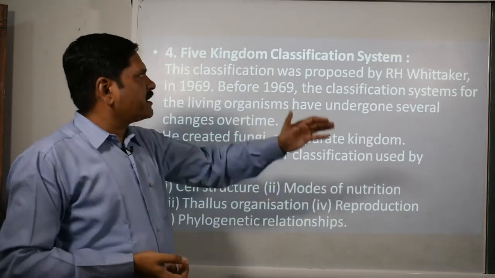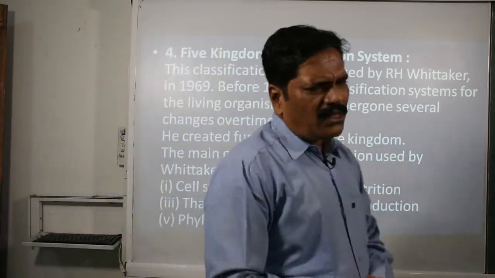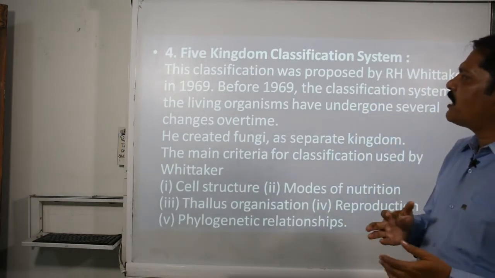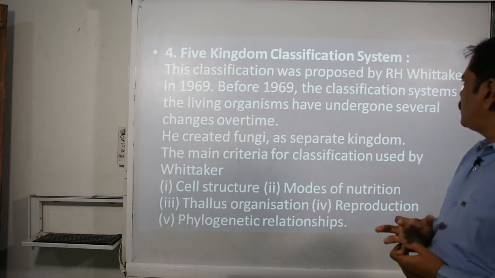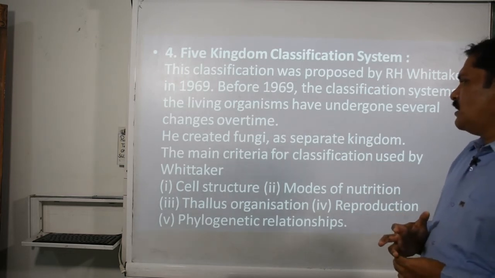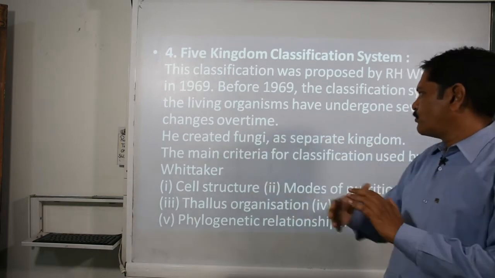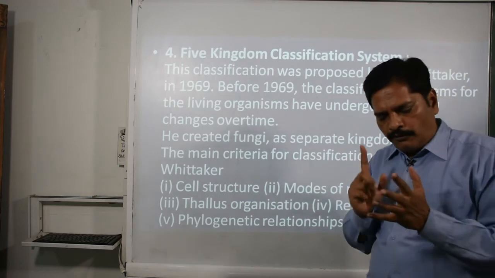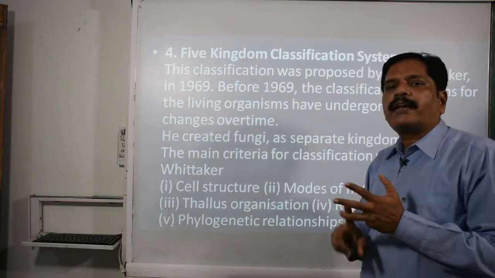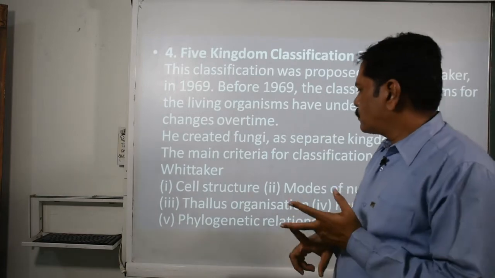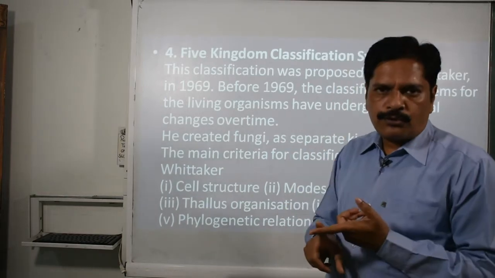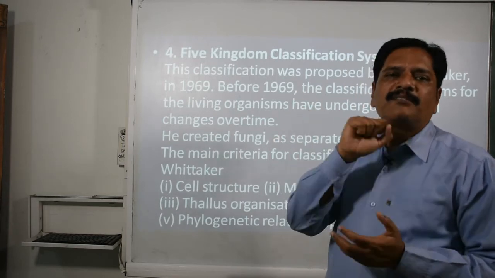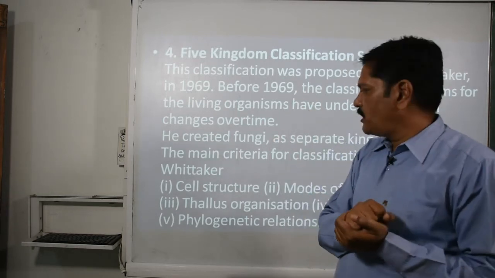Now then the five kingdom classification system was introduced. As you know, it was proposed by R.H. Whittaker in 1969, okay, and in this one the new group, that is the fungi, was also added, clear. So now how many groups are there? The first group Monera, second group Protista, third group Plantae, fourth group Fungi and fifth group Animalia. So that's why this classification is called the five kingdom classification, okay.